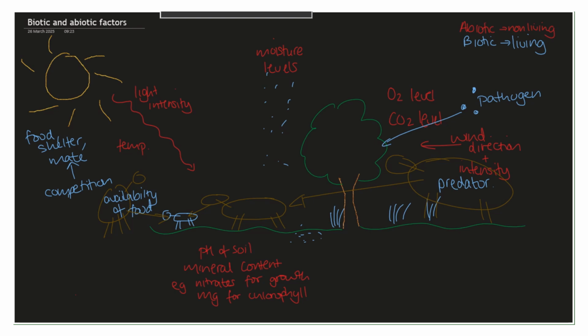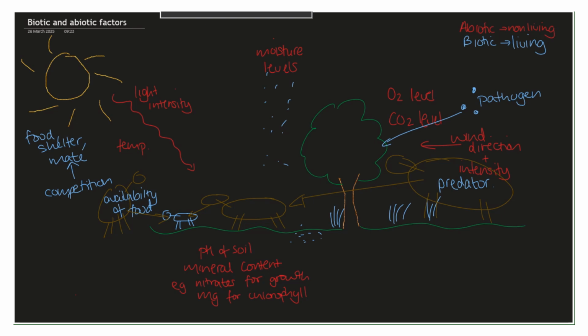Alongside light intensity, we also need to consider the temperature of the environment. Temperature needs to be in the correct range so that the enzymes within the cytoplasm, within the mitochondria, can actually work and do their jobs. Remember, enzymes are proteins and they can get denatured if the temperature isn't as it needs to be.